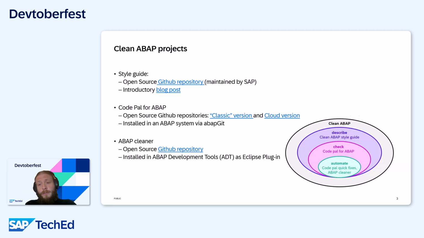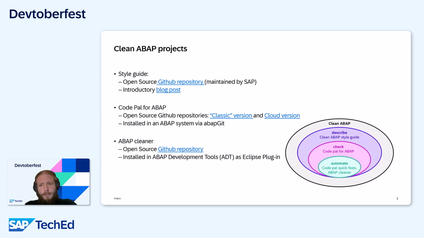And the cloud version, like ABAP Cleaner, then also offers the additional step not only to check these issues, but also to automate their fixes. For the CodePal, this is called quick fixes. The ABAP Cleaner does it as its main kind of business. And then after you've agreed that you want to automatically enforce some of these rules, you can then automatically change the code to conform to these rules.